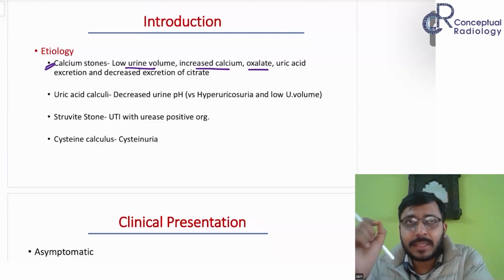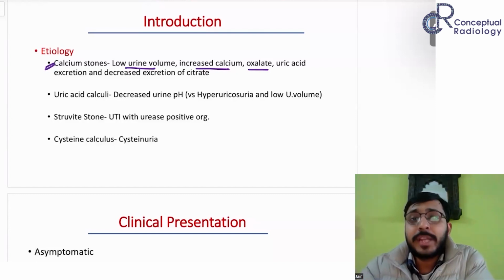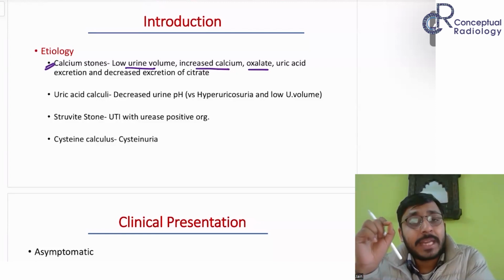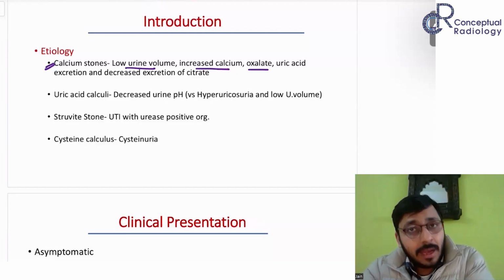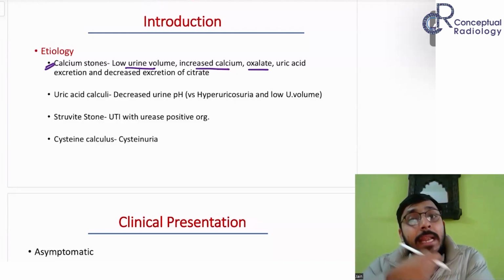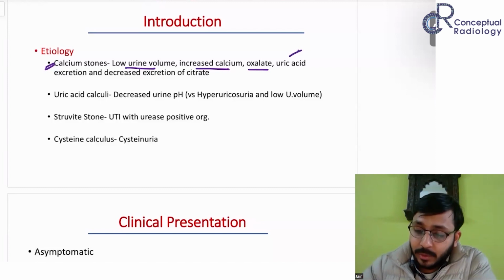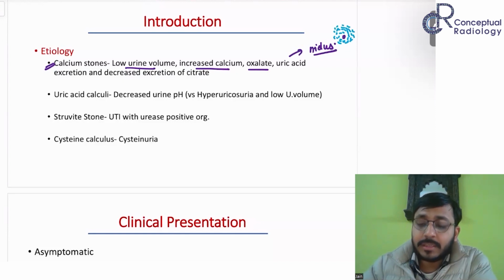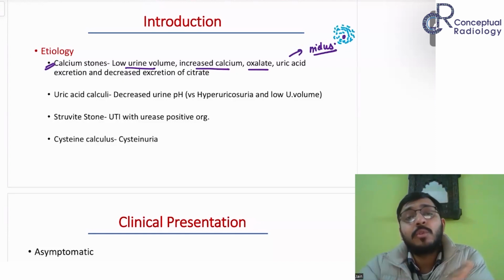There is a misconception that if there is uricosuria or hyperuricemia, then the stones formed are predominantly uric acid stones. No, even if there is hyperuricemia, that predisposes to calcium stones. Why? Because uric acid acts as a nidus, and over this nidus you get calcium oxalate and calcium phosphate deposition. So even in hyperuricemia, the most common types of stones are calcium stones only.